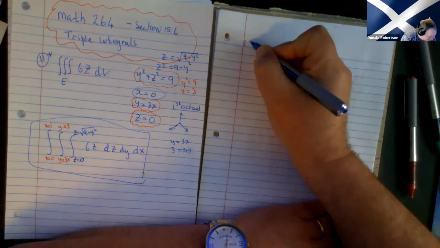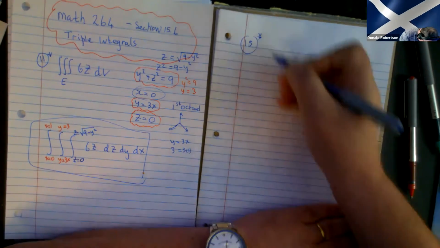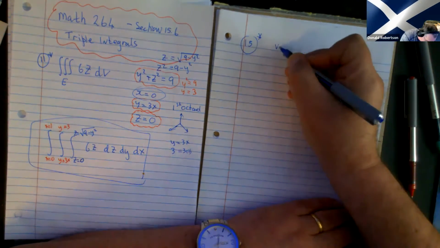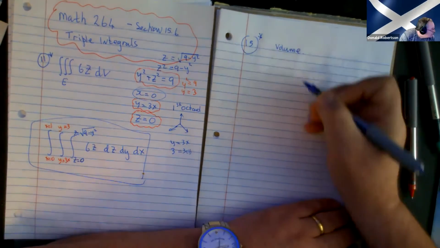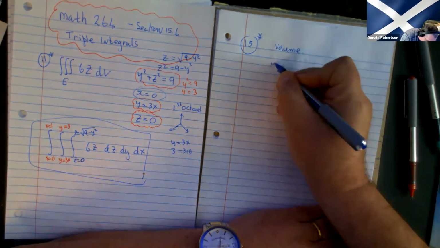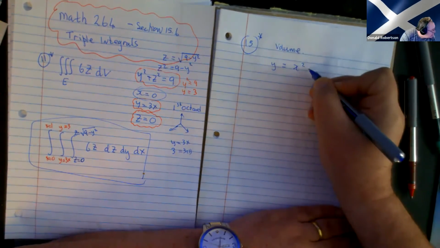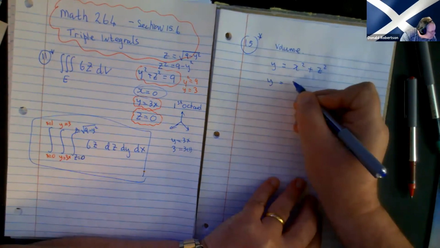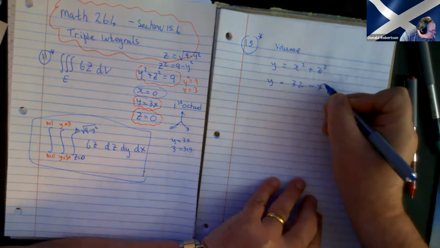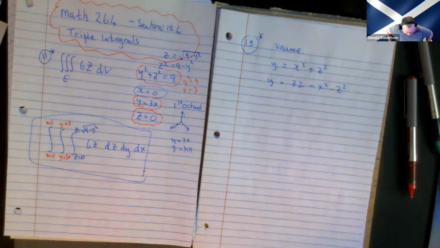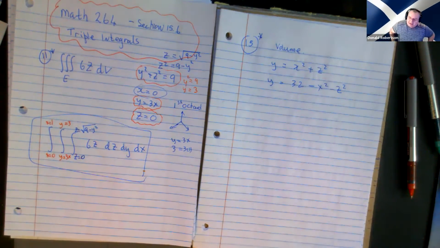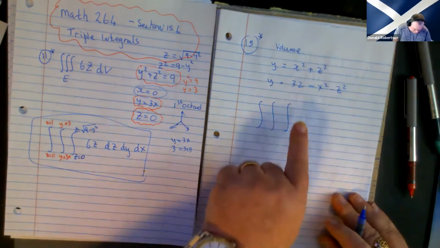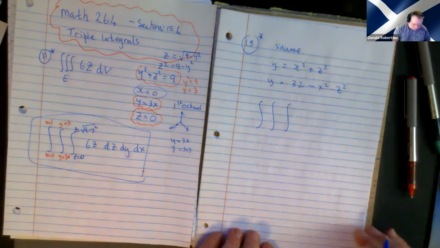So this is the final one. It uses it to find a volume again. Okay, so that at least is interesting. And we are looking at y equals x squared plus z squared. And we're looking at y equals 32 take away x squared, take away z squared. And this one is not going to be: do a z, do a y, do an x.